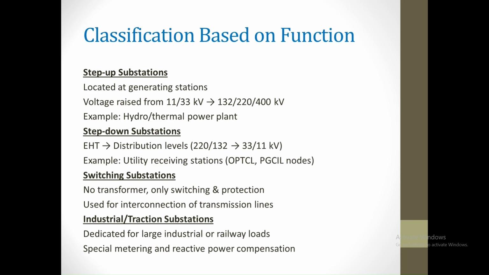Similarly, we have industrial or traction substations. For railways, we use 25 kV AC, and these are all the RTSS, railway traction substations, that are connected to the state grid from the 132 kV level, and there is a substation near the railway station, which allows for transformation of the power, and these are also used for special metering and reactive power compensation.